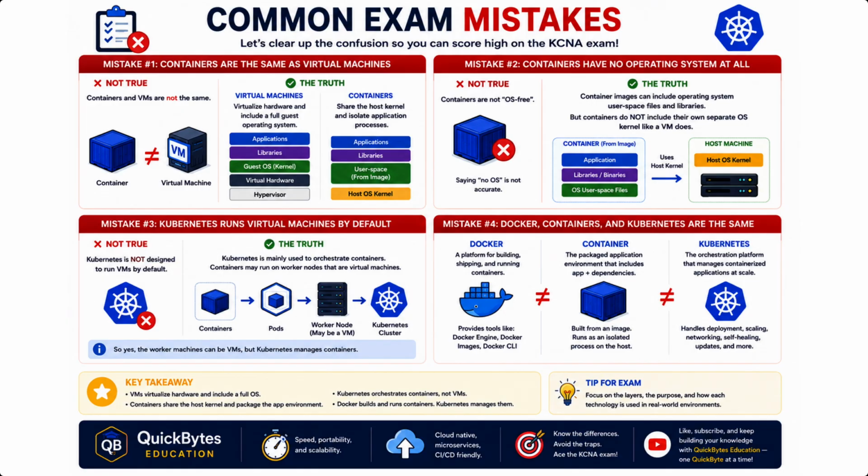Mistake number 3, thinking Kubernetes runs virtual machines by default. Kubernetes is mainly used to orchestrate containers, although containers may run on worker nodes that are virtual machines. Mistake number 4, thinking Docker, containers, and Kubernetes are all the same thing. Docker is a platform for building and running containers. A container is the packaged application environment. Kubernetes is the orchestration platform that manages containerized workloads.